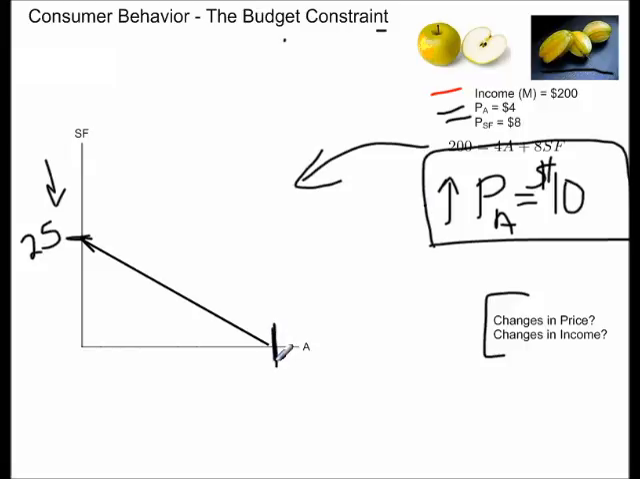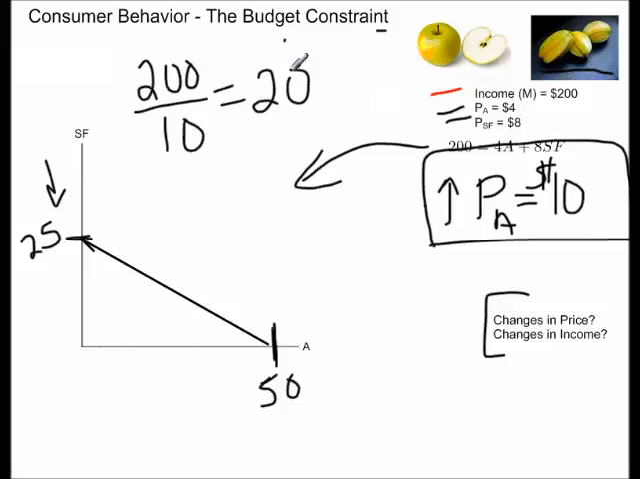However, my old horizontal intercept of apples used to be 50, but now if the price goes up to $10, what happens? Well, if I want to spend all my $200 on apples, and apples are $10 a pop, now, geez, that's terrible. I can only buy 20 apples.